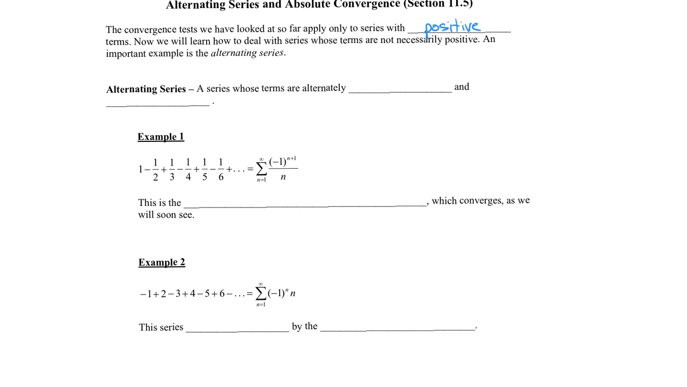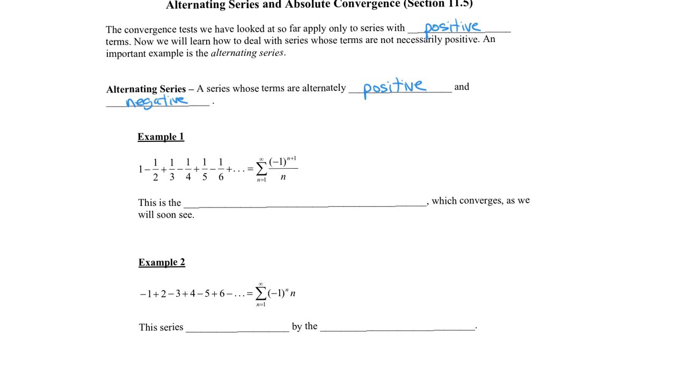An alternating series is a series whose terms are alternately positive and negative. So we've got an example here. This one may look familiar. We've seen a series sort of like this, but the series that we looked at had all pluses. Now this one alternates. You've got 1 minus 1/2 plus 1/3 minus 1/4 plus 1/5.